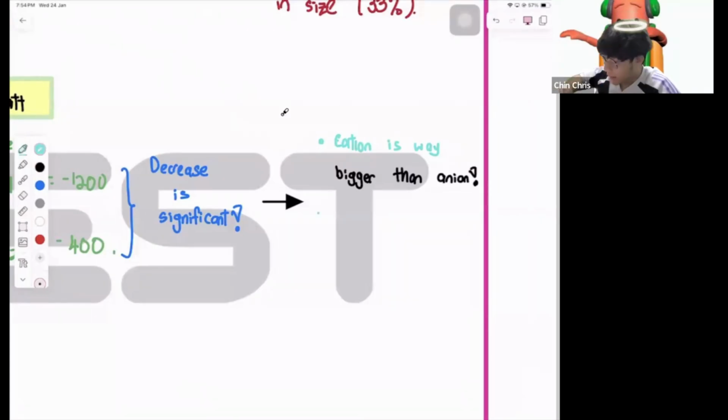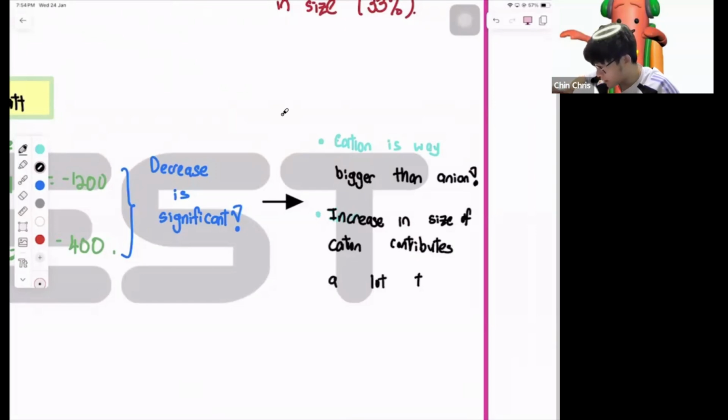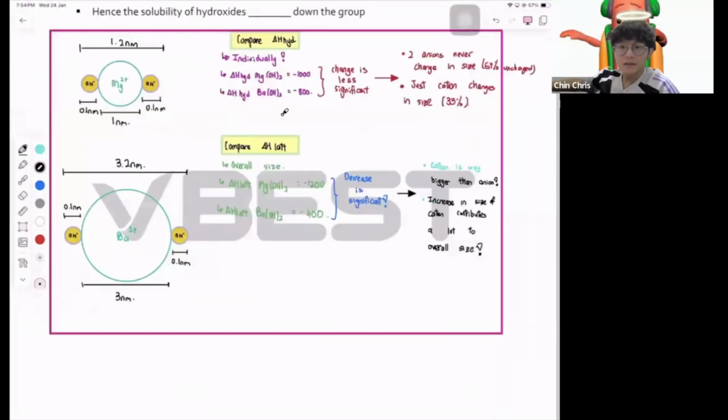So this increase in size of the cation contributes a lot to the overall size. Understand? This change in your cation contributes a lot to your overall size. That's it. Guys, please write it down.